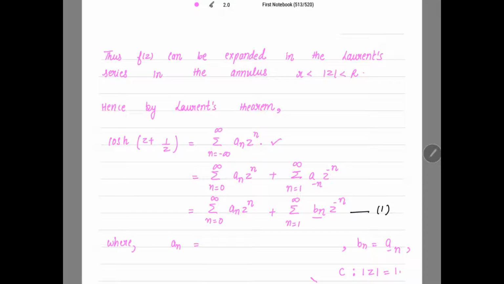Where your an is equal to, according to the Laurent theorem, 1 over 2 pi i, integration over C of cosh(z + 1/z) dz over z^(n+1), right? So according to Laurent's theorem, the coefficient is equal to this, and we have taken bn to be equal to a minus n, and having our circle centered at 0 having the radius 1, right? We take these three.